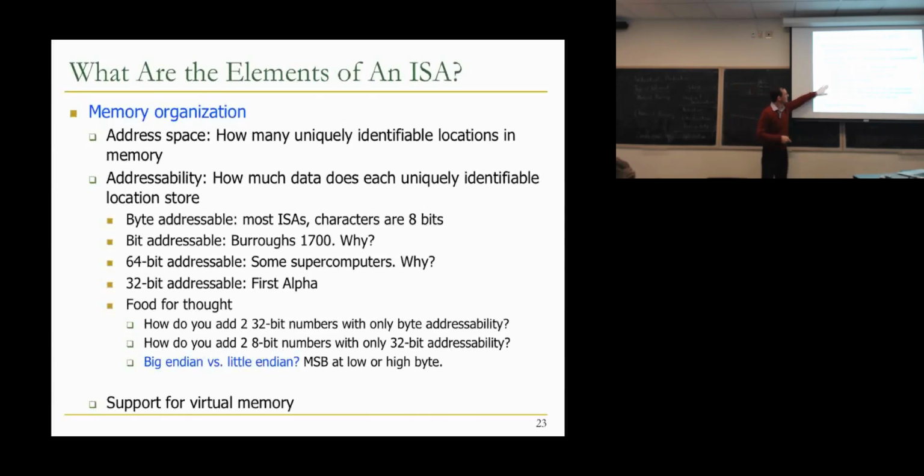Okay. I guess I'll leave this to you. How do you add two 32-bit numbers with only byte addressability? These are some questions that you can think about on your own. And how do you add two 8-bit numbers with 32-bit addressability? The answers are simple, right? You just need to do some loading and shifting and masking, and you need additional instructions to be able to do that.